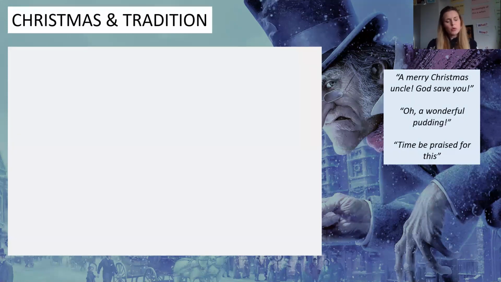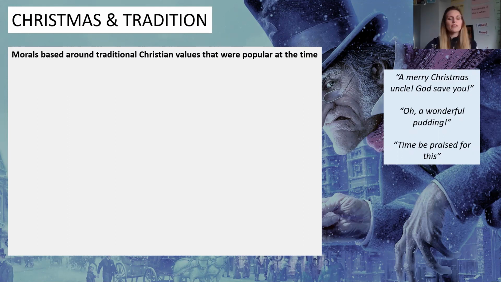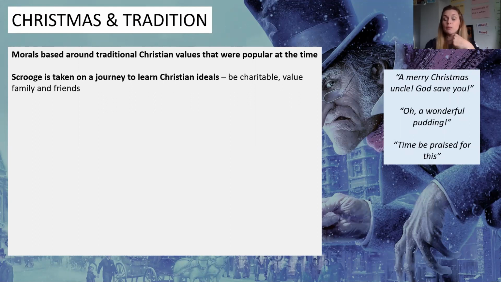So Christmas, really, really important. The idea of tradition, really, really important, especially during the Victorian era, because family and traditions were really, really important values. And that's essentially what Dickens is trying to do. So the first point I've got there is that the morals of this story of A Christmas Carol are based around the traditional Christian values, and they were really popular at the time. People were very religious, so they believed in this idea of being charitable, valuing your family and friends, being kind. And essentially that's what happens in this story.